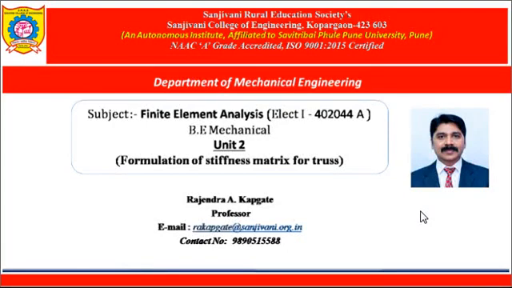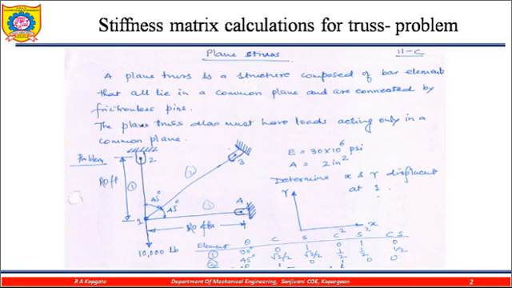Hello friends, let us move on to the next title of Unit 2, formulation of the stiffness matrix for the trusses. Now you know the trusses very well. When we are fixing the bars in a different way, that is called a truss. These trusses we are using for designing various types of bridges for the railways and all these. So this is the truss.